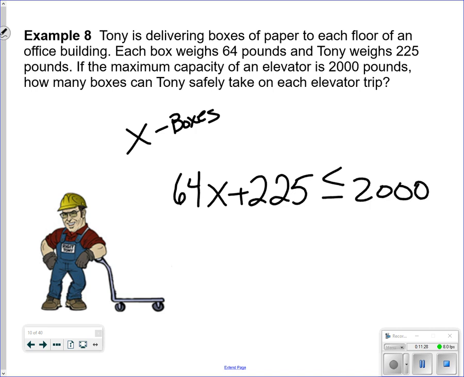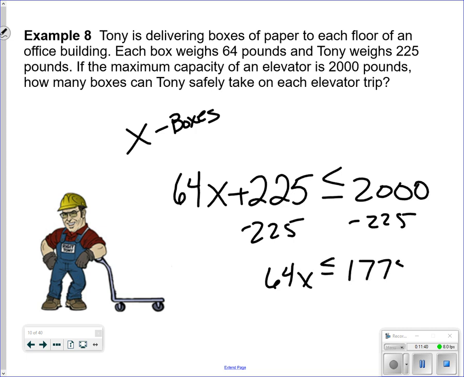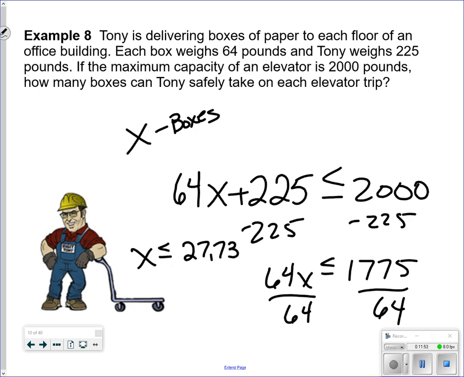So again, the maximum capacity inside is 2,000. Solving, I'm going to subtract 225. So 64x is less than or equal to 1,775, and dividing by 64. So take 1,775 divided by 64. Your x is less than or equal to 27.73. Now, you have to think a little bit carefully here.